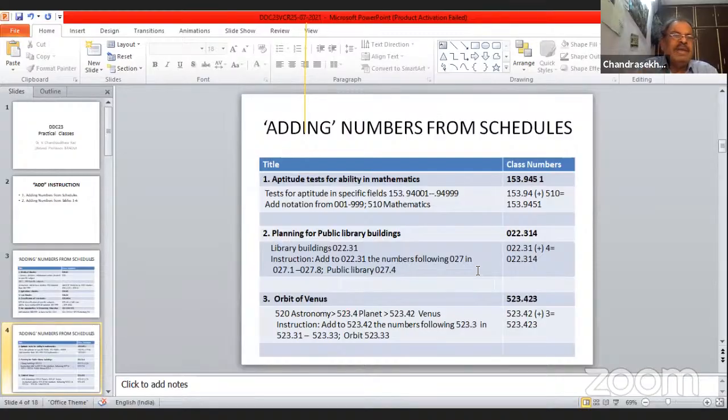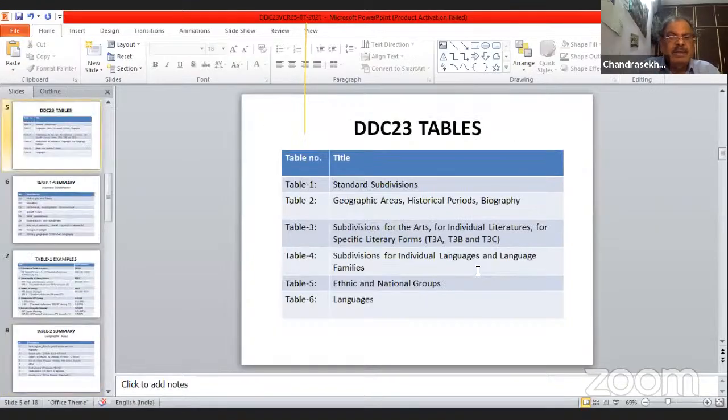Like that, we are adding a part of the number here. In the previous example, we had the entire number from 001 to 999, but here we are adding only a part of the number. So these are some basic examples of adding numbers from the schedules. Maybe the number 001 to 999, or a part of the number from some class number, you can add. So you have to see the instructions given under a particular subject area.